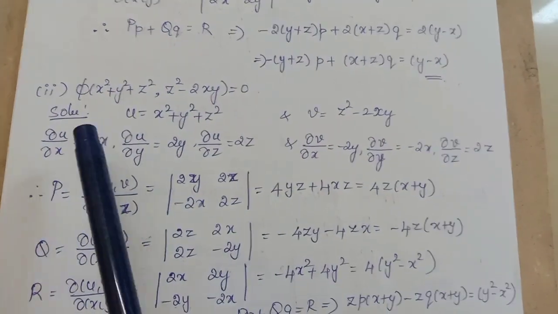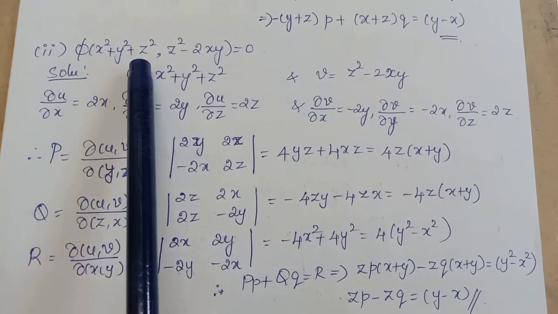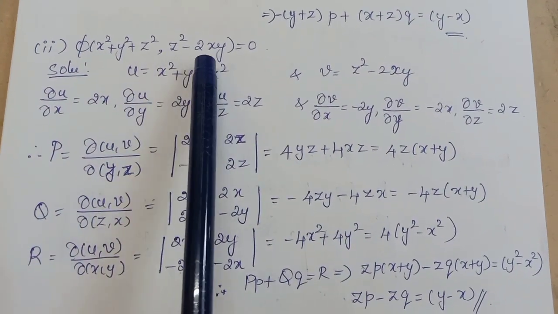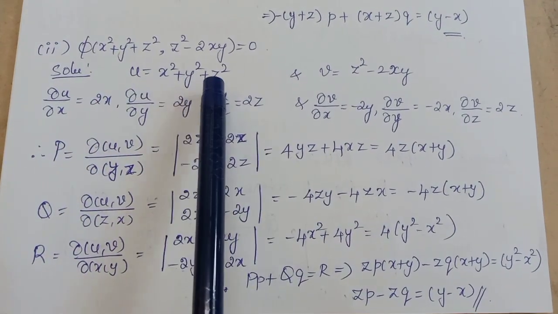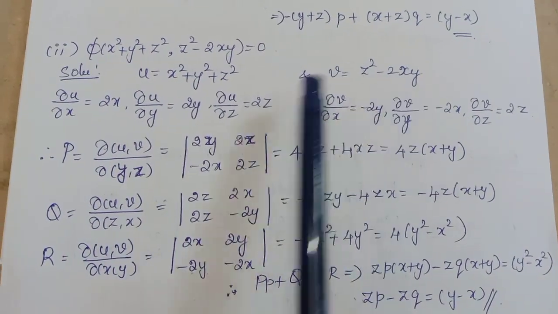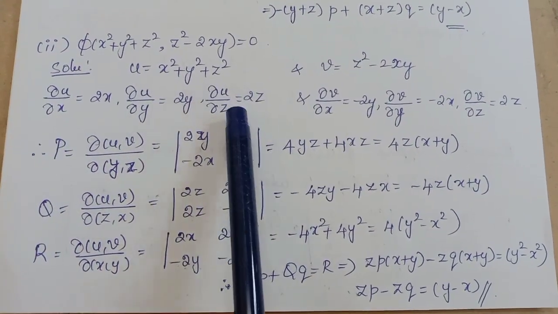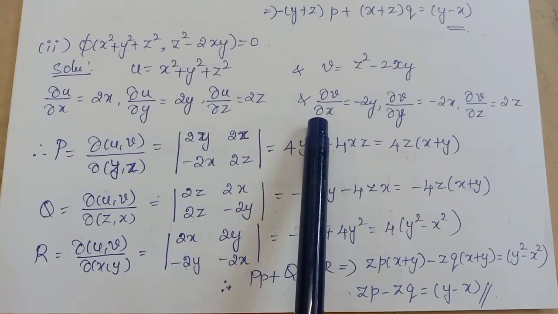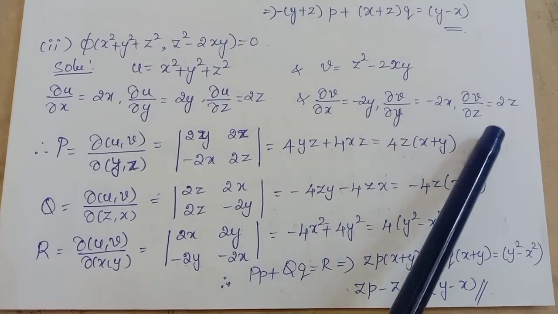That is, by eliminating the arbitrary function phi, we have to find the differential equation. Phi of x square plus y square plus z square, z square minus 2xy equal to 0. Let us take the first function to be u, x square plus y square plus z square, and v equal to z square minus xy. So dou u by dou x will be 2x, dou u by dou y is 2y, and dou u by dou z is 2z. Dou v by dou x is minus 2y, and dou v by dou y is minus 2x, and dou v by dou z is 2z.